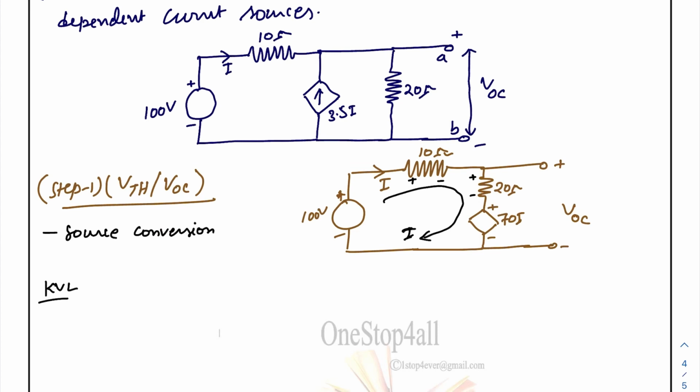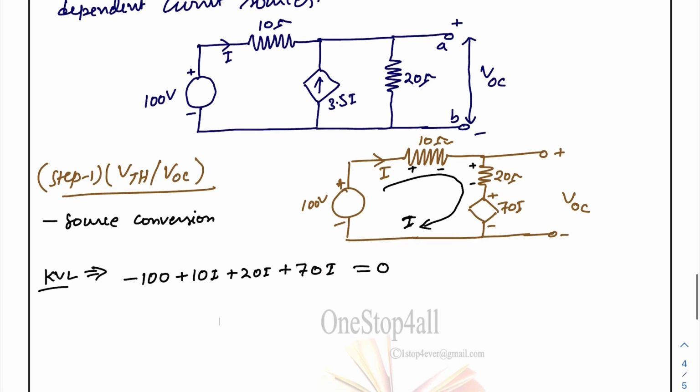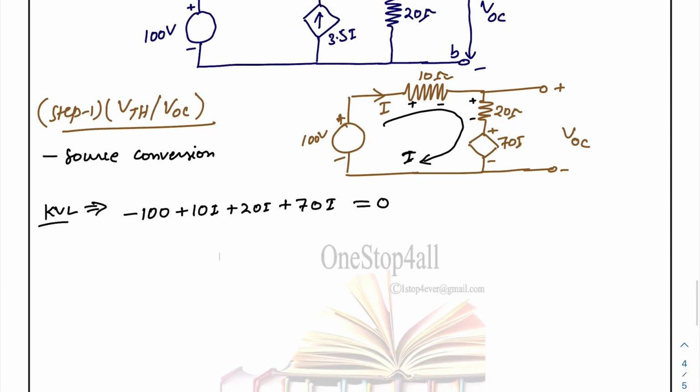After source conversion, we will apply the KVL. There is a single loop, so we will apply the KVL. This current is in contrary, so we will put minus here, and here it is a plus, so it will be plus 10 into current I, here again plus, so plus 20 I, and here again plus, so plus 70 I, because this is your voltage source, equal to 0. So this is your KVL equation.